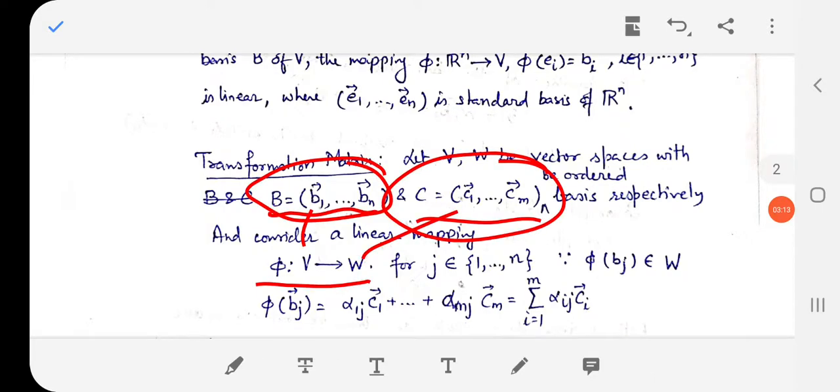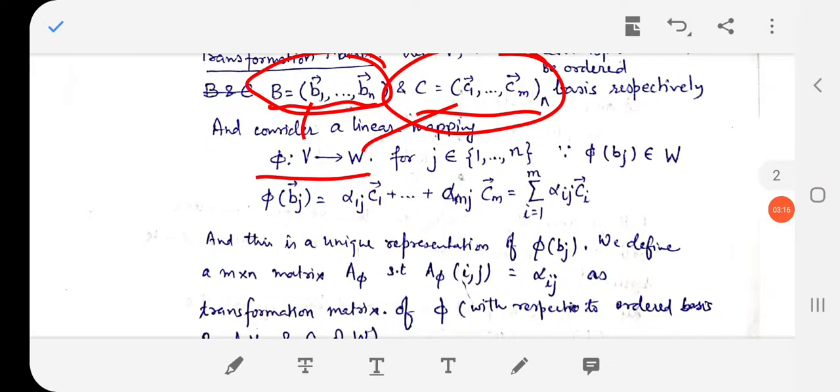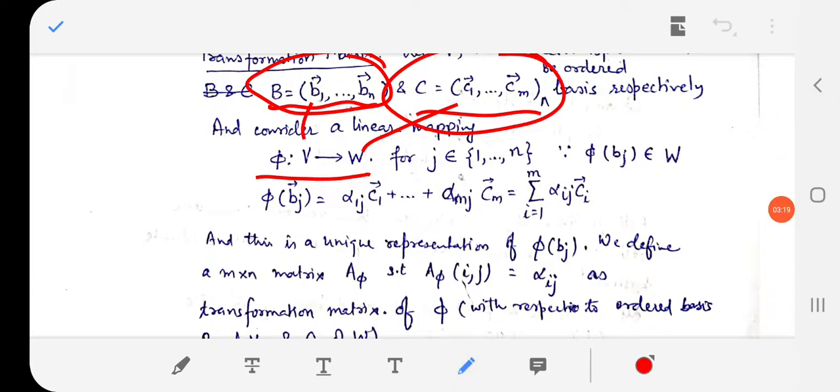Now let us see what happens. Since phi of bj, where bj is an element of V, while c1 to cm are the elements of the basis of W, is mapped from V to W, phi of bj is an element of W. So we should be able to write it as a linear combination of elements of the basis C. That is what we are writing here, right?